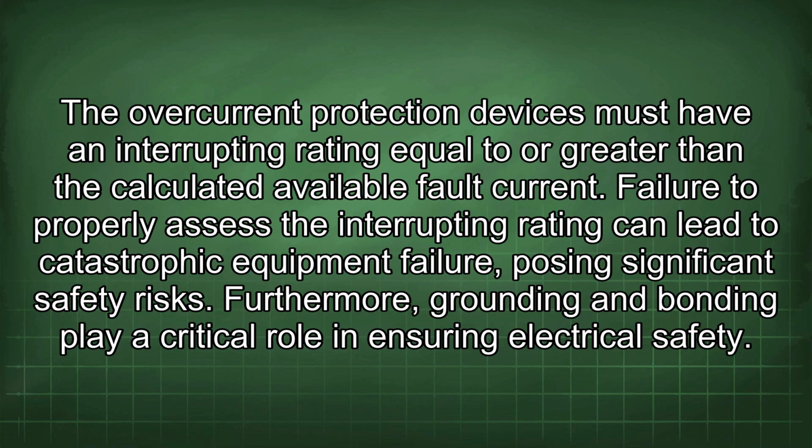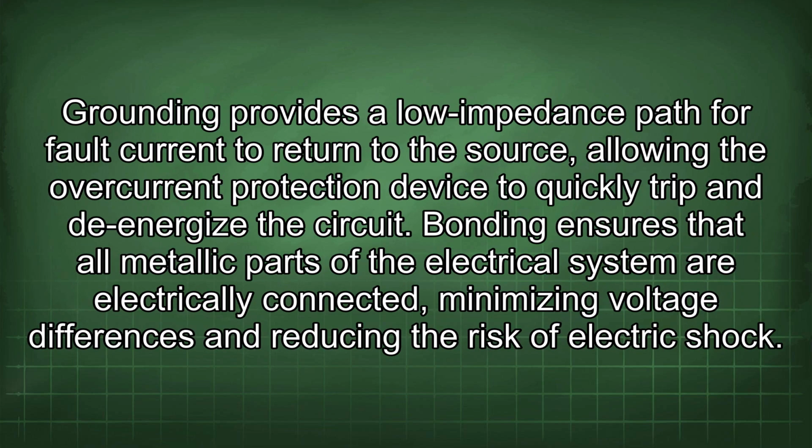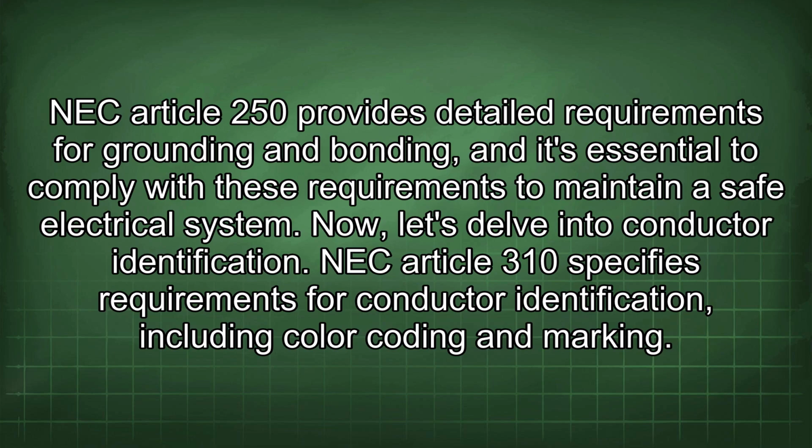Furthermore, grounding and bonding play a critical role in ensuring electrical safety. Grounding provides a low impedance path for fault current to return to the source, allowing the overcurrent protection device to quickly trip and de-energize the circuit. Bonding ensures that all metallic parts of the electrical system are electrically connected, minimizing voltage differences and reducing the risk of electric shock. NEC Article 250 provides detailed requirements for grounding and bonding, and it's essential to comply with these requirements to maintain a safe electrical system.